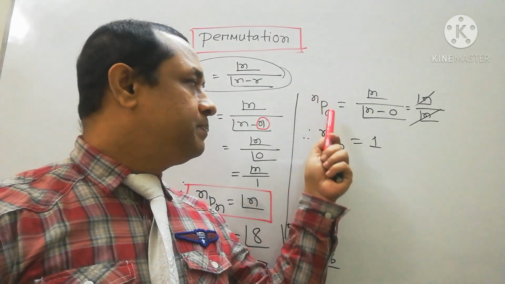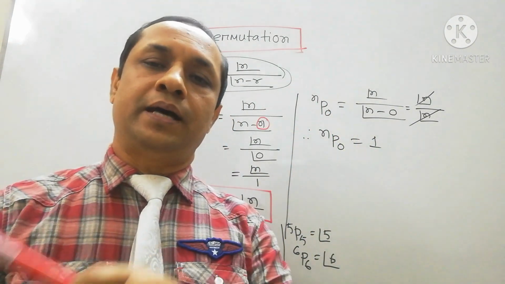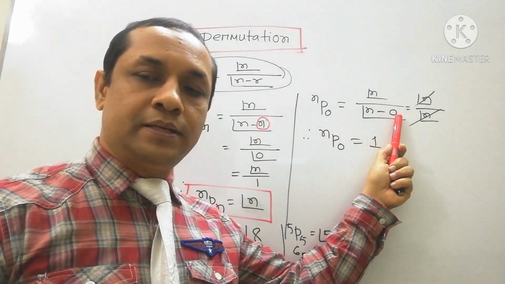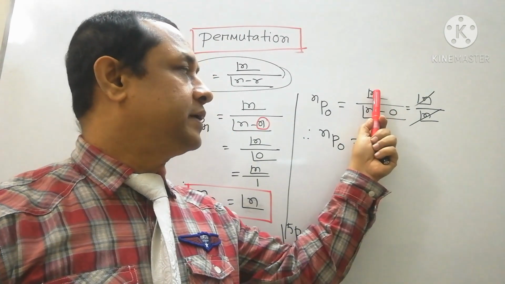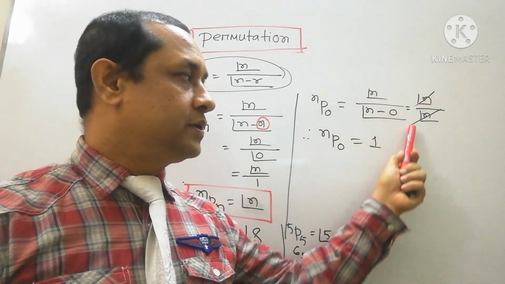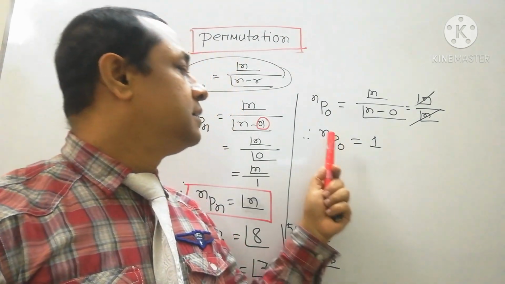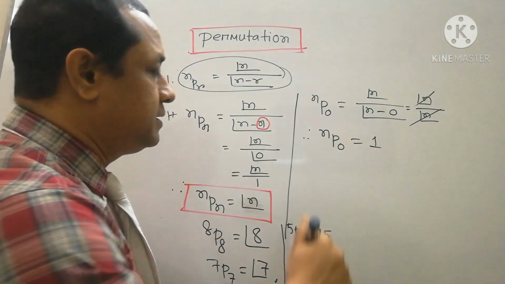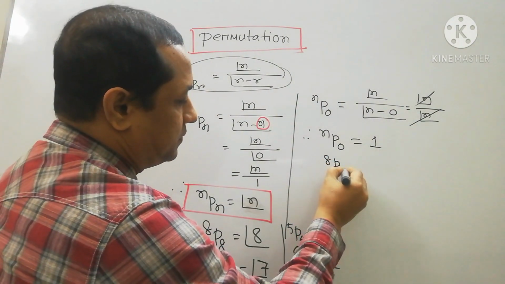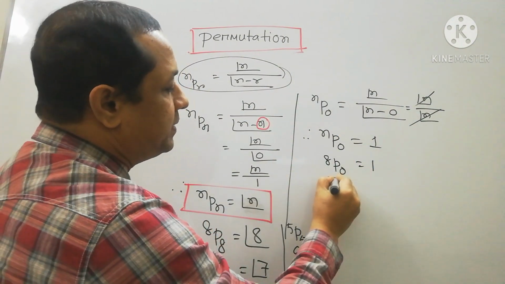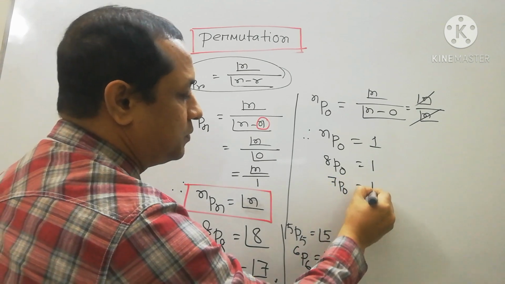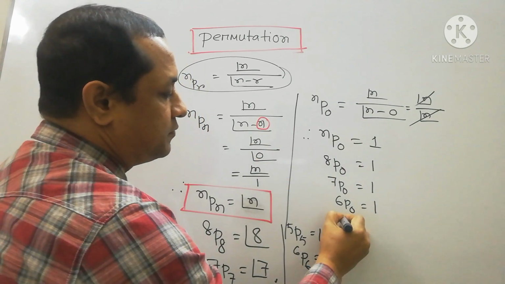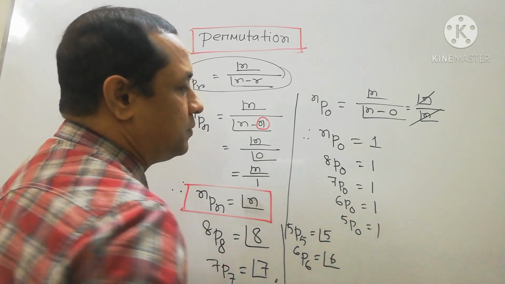Student, here nP0 using the formula nPr, we can write factorial n by factorial n minus r. R means 0. So factorial n by factorial n is cancelled. So the value of nP0 equals 1. Similarly, we can write 8P0 equals 1. 7P0 equals 1. 6P0 equals 1. And 5P0 equals 1.